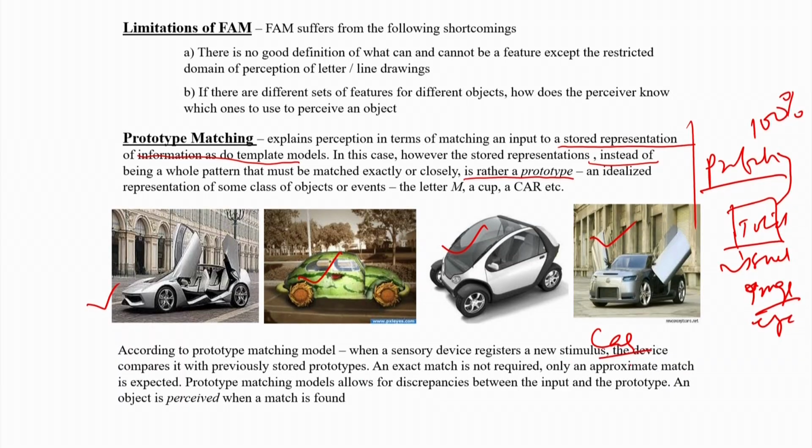But that is the prototype of a car. So, generally prototypes are abstractions, mental representations made from several instances of a particular category, of a particular class of events. According to the prototype matching model, when a sensory device registers a new stimulus, it compares it with previously stored prototypes. An exact match is not required. The more closely the visual input matches the prototype, the more easily it is identified as belonging to that particular class.